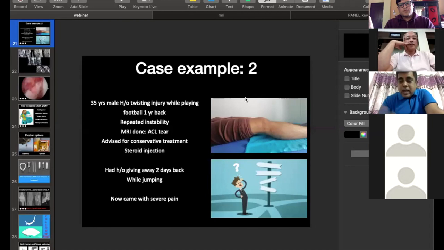Now, regarding the Lachman test, as Amit has said, various studies have said that even if you do it immediately after post-op, you are giving a lot of strain on the posterior cruciate ligament.